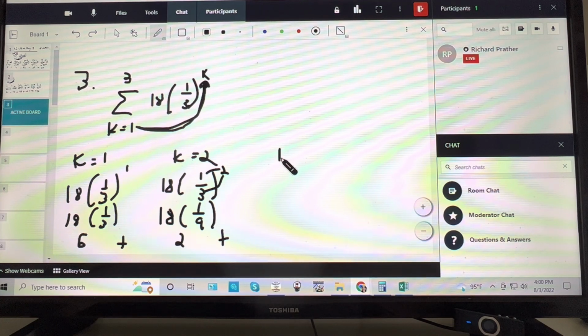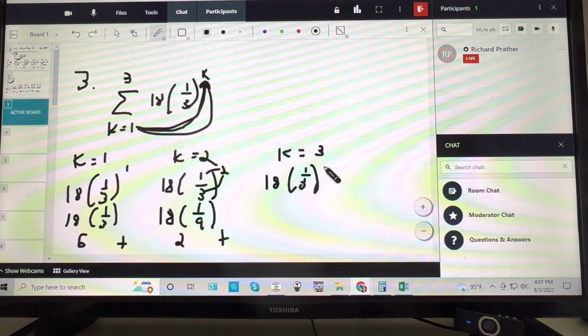And finally, we only have to do this 3 times, luckily. K is 3, so now plug a 3 in here. 18 times 1/3 to the third power. So 1 to the third power means 1 times 1 times 1, but 1 times itself as many times as you want to do it is only 1. And then 3 to the third is 3 times 3 times 3. 3 times 3 is 9, times another 3 is 27.